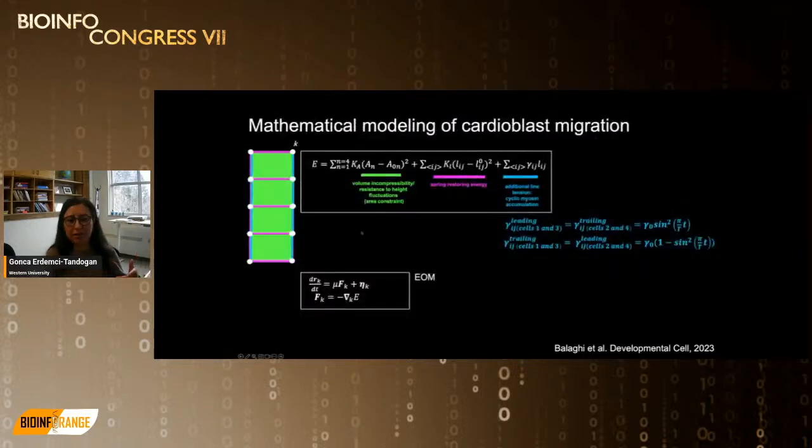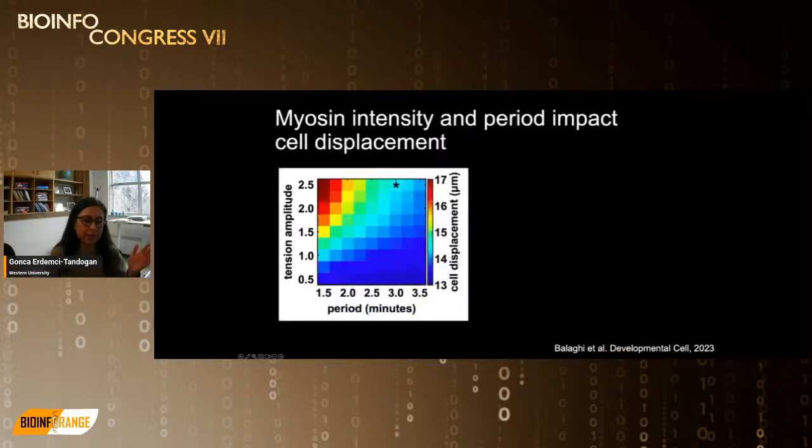So going back to the model, there are many parameters involved in these simulations, of course. But I would like to get your attention to two very important ones. One is this gamma 0, which is the magnitude of the tension that we apply to these edges that helps us contract the edge. So how much we are contracting these edges. And the other one is capital T, which is the period, like how fast the myosin is going to oscillate back and forth. So we wanted to study the role of these parameters in the simulations.